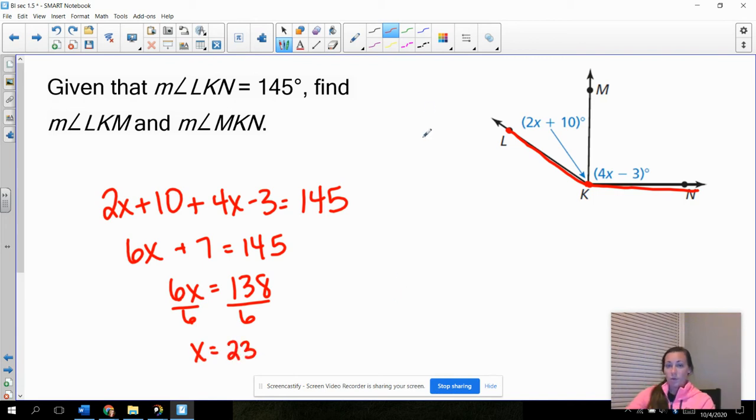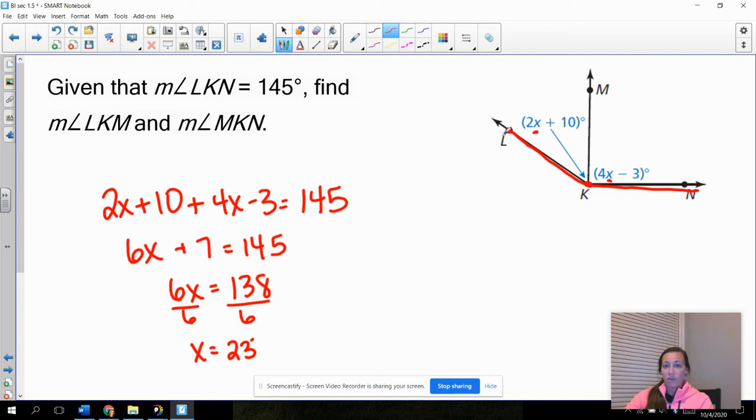And x would be 23. But same thing on the quiz and the review stuff that we've done in the last week. They don't ask you to find x. They're asking you to find the measure of one of those angles. So you're going to take what you get here and plug it back in for x.